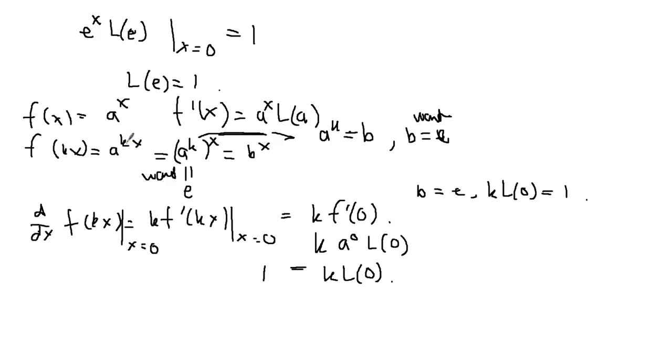We want to figure out what this k is that turns it into e. It'll be 1 over L of 0. No, this is not L of 0. I'm sorry, this is L of A. So we have 1 over L of A is equal to k, right?